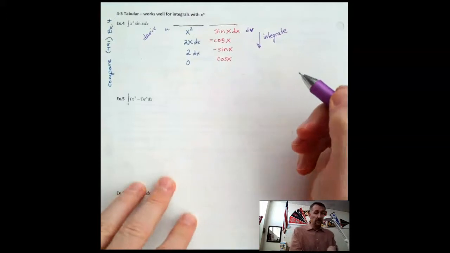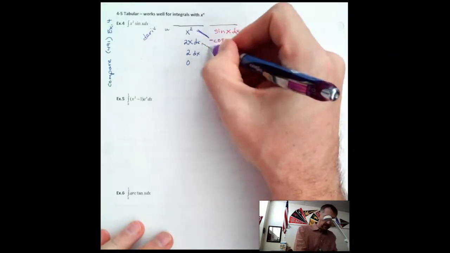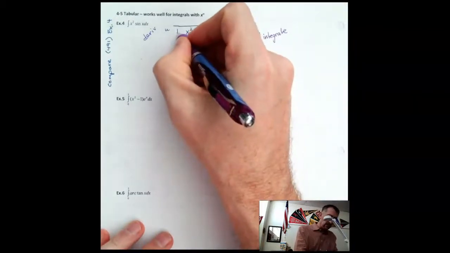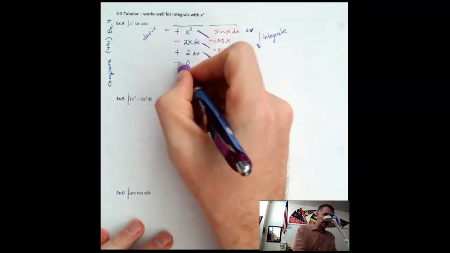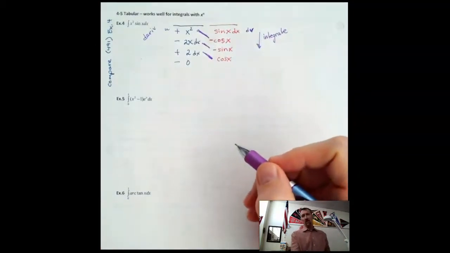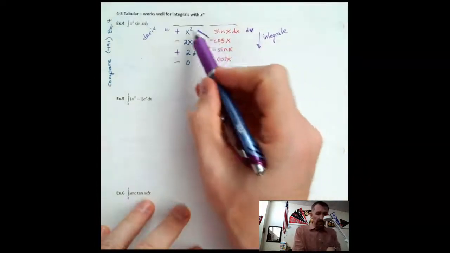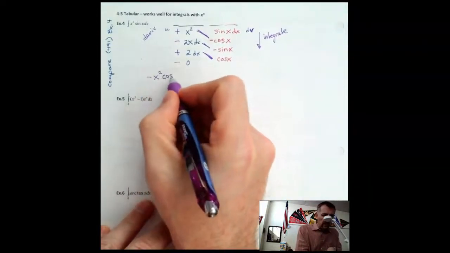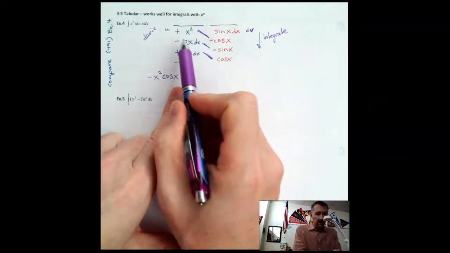Alright, so what we're going to do here, remember we go diagonally like this, and like this, and like this. We need to follow this pattern where this is going to be positive, this is going to be negative, this is going to be positive. And that alternates. So it always starts positive and then it alternates back and forth. Okay? So if we go to do the first one there, that would be negative x squared cosine x. Alright? Now, then we go to the next one.